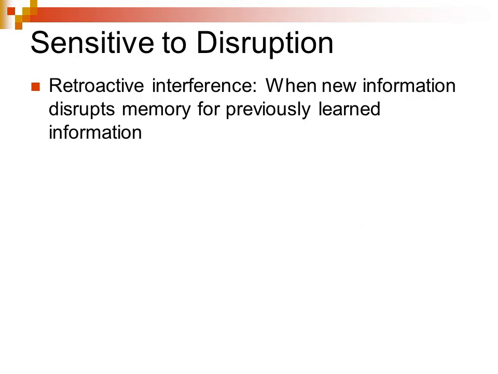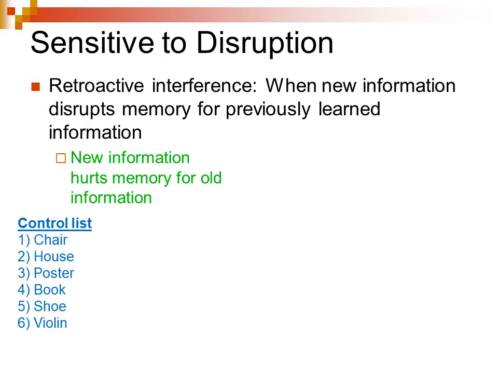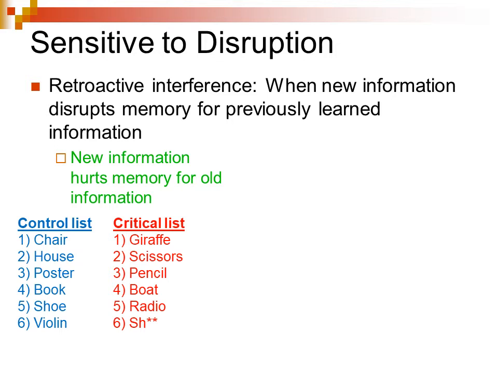We also need to discuss retroactive interference, which is when new information disrupts memory for previously learned information, or when new information hurts memory for old information. So, in class, I have students learn 2 lists of 10 words. One list is normal, as you can see, but in the second list, the 6th item is a curse word.